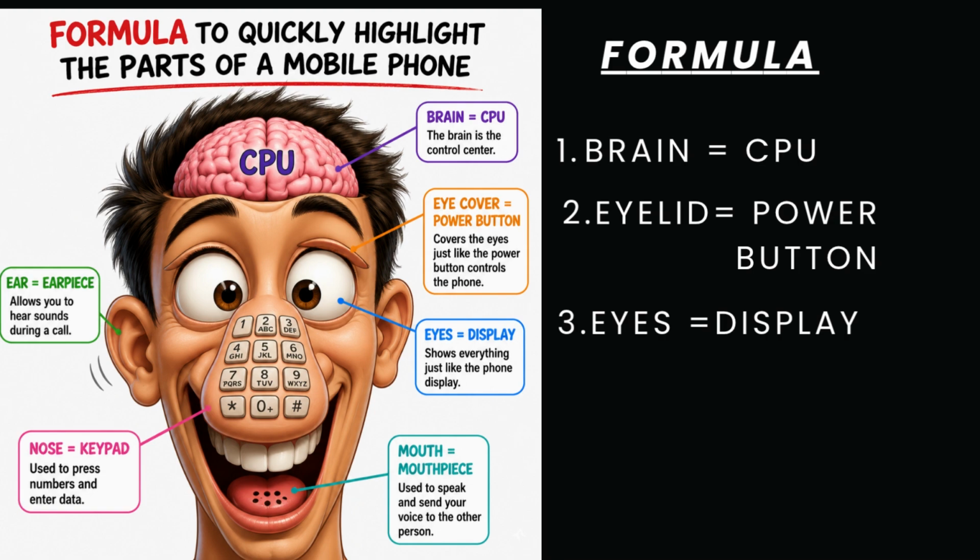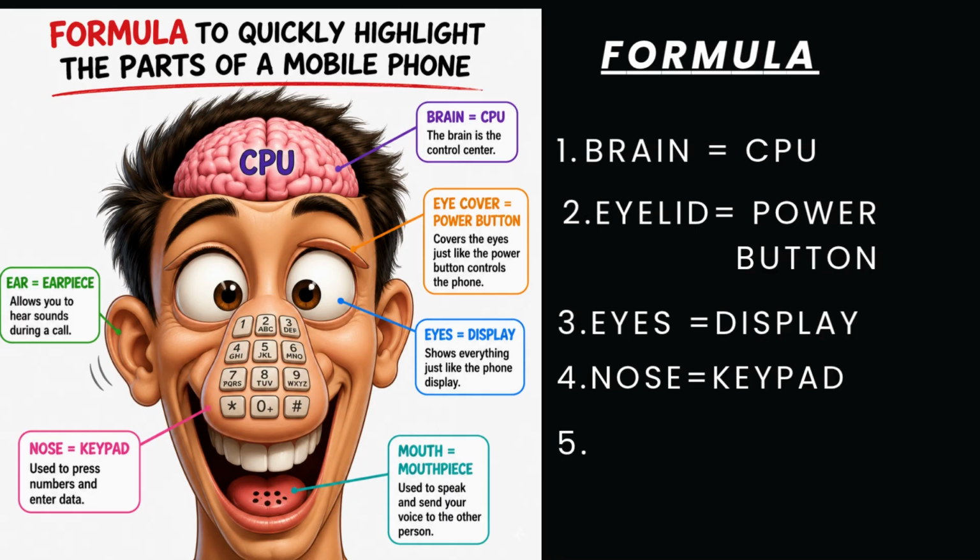Number 4. The long nose is the keypad. Now look at the long funny nose. Imagine the nose is shaped like a long keypad. The keypad is where we press numbers, letters, and commands. Just as the nose sits in the center of the face, the keypad is usually found in the center of a conventional mobile phone. So remember, long nose equals keypad.